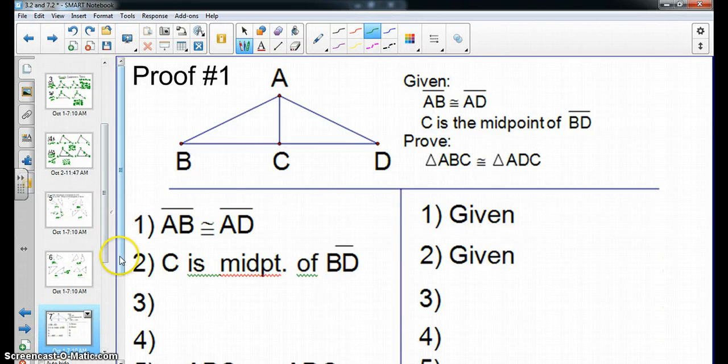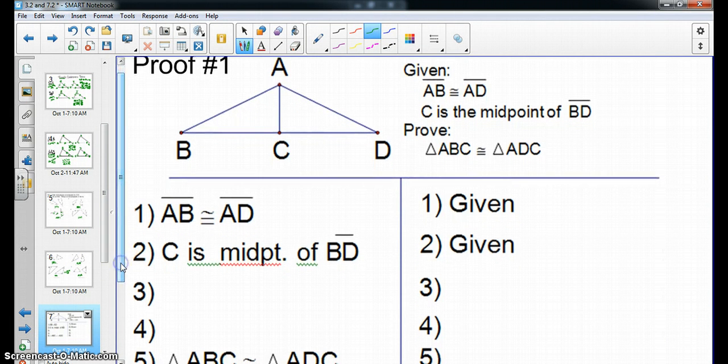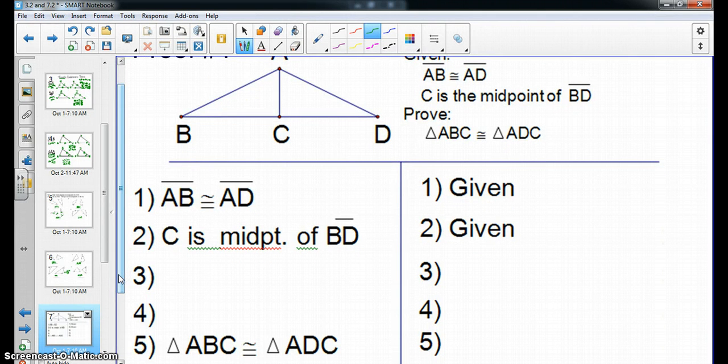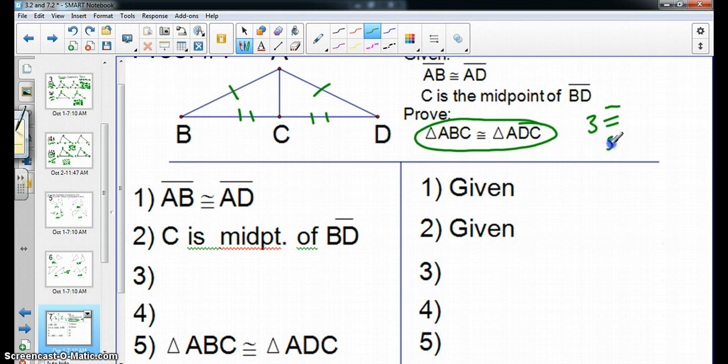Let's go ahead and move on to our first proof. We have our given statement. We have that AB is congruent to AD. We also know that C is the midpoint of BD. So let's go ahead and mark that. As you can see, we are trying to prove that we have 2 triangles congruent. We must have 3 congruent statements. From our markings on our diagram, we can see that we already have 2 sides.